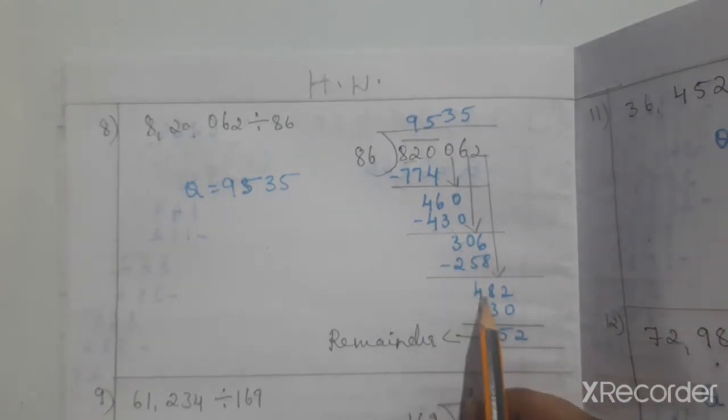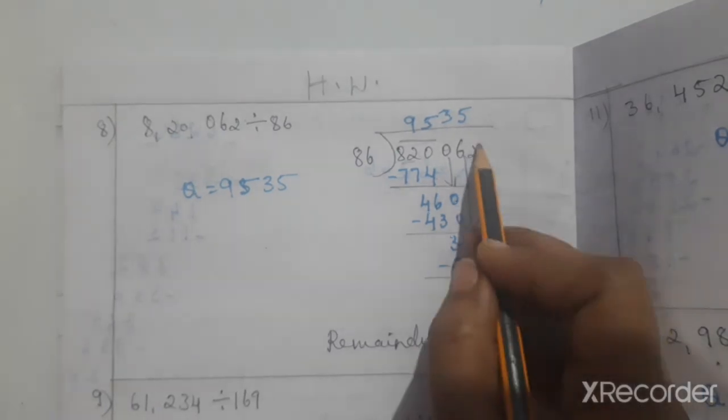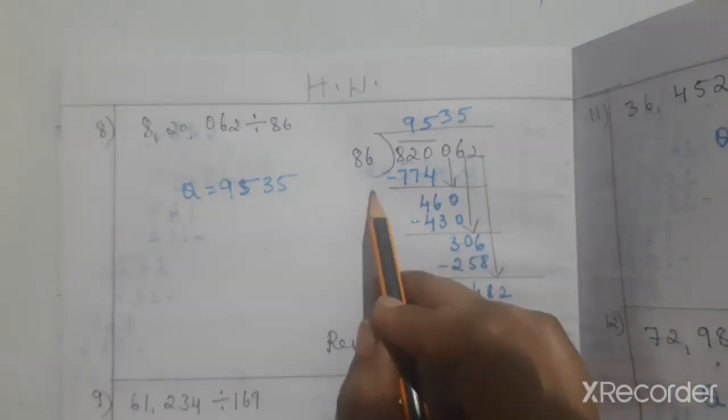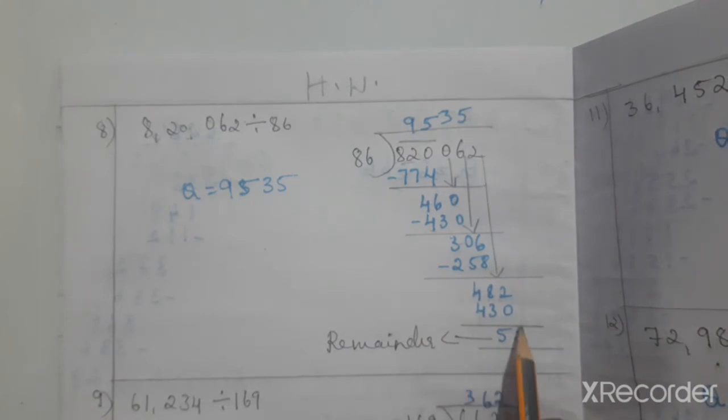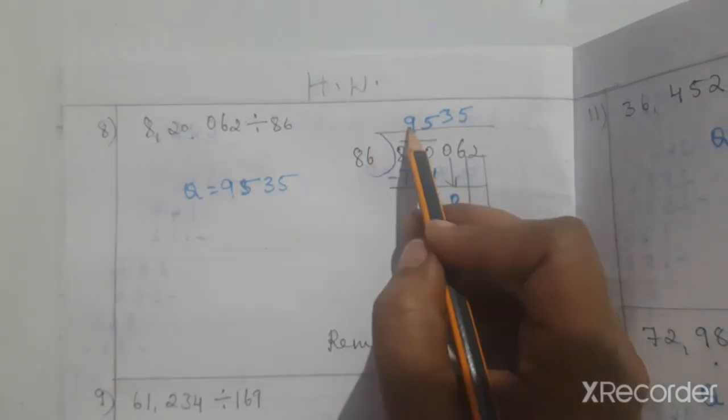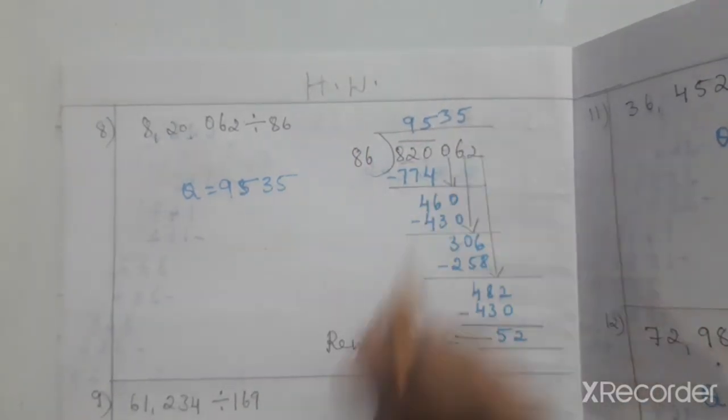Now 86 times 3 is 258, nearest to 306. After subtraction 48 is the remainder. Now again bring 2 down. Now 86 times 5 is 430, the nearest. Then subtract these two values, the answer is 52. 52 is the remainder and the quotient is 9535.